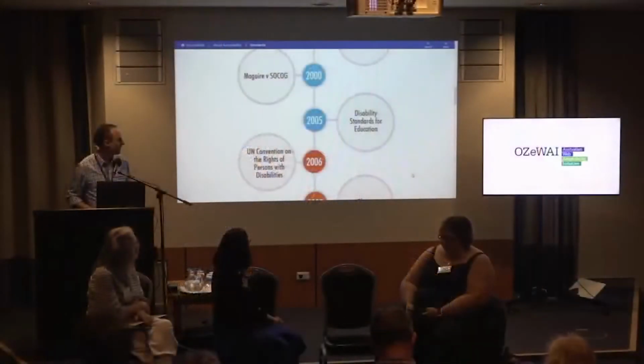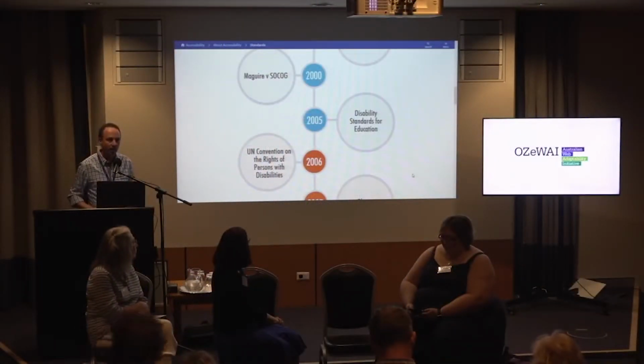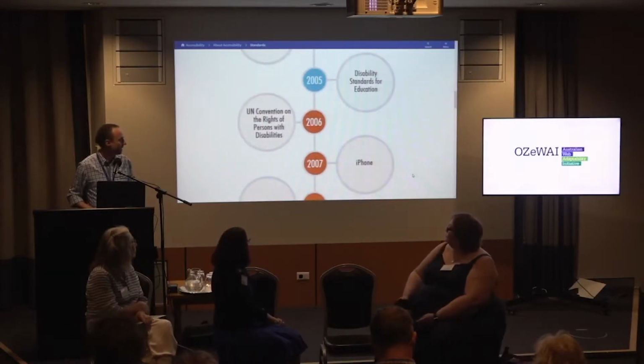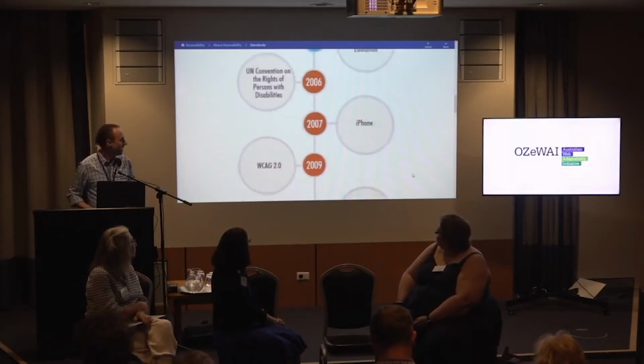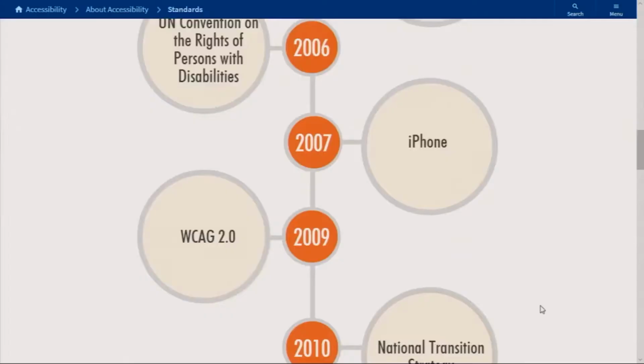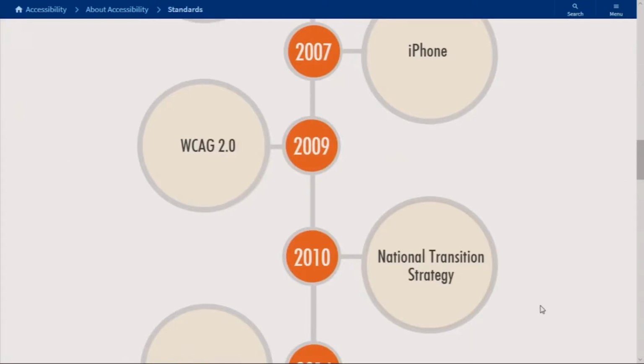Then we've got, in 2006, the UN Convention on the Rights of Persons with Disabilities came out. The iPhone came out 2007. WCAG 2.0, 2009. National Transition Strategy 2010. So that started to apply to government. Doesn't apply to private enterprise, but some of these other principles, when somebody goes to court to say that they can't access your site, the courts are going to look back at all of these other things, the UN Convention, the legislation, the standards which are in place in order to come up with a determination of what you should have done, what's reasonable behaviour.